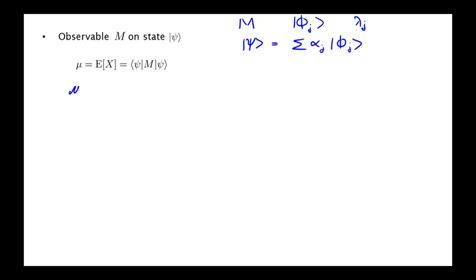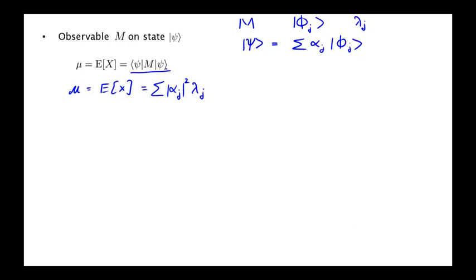So mu, which is the expected value of x, is what? Well, we have outcome lambda sub j with what probability? The outcome is lambda sub j if we happen to project onto the jth eigenvector, which happens with probability magnitude of alpha sub j squared. And so the expected value is the sum over all j of this. Okay, so now what we want to show is that this is exactly the same as that quantity.